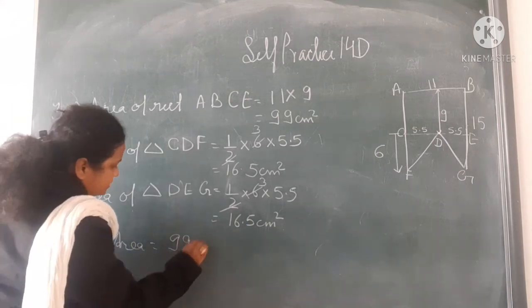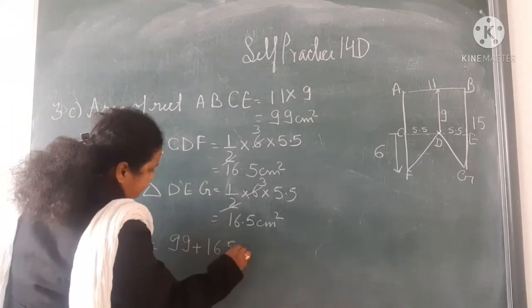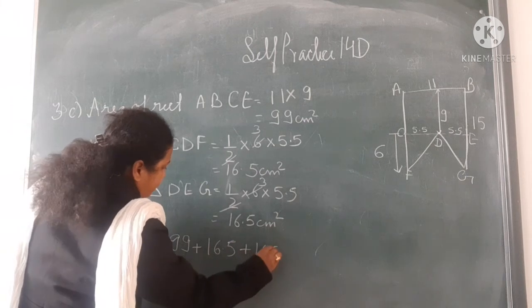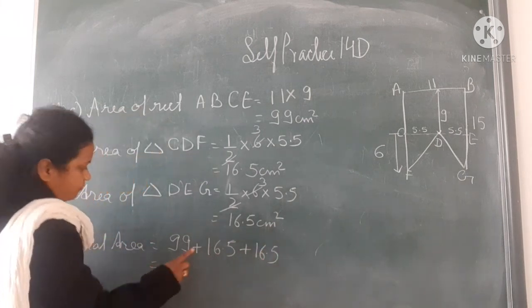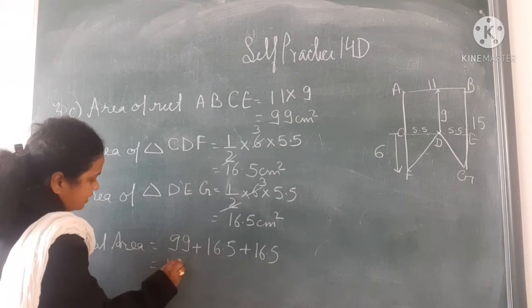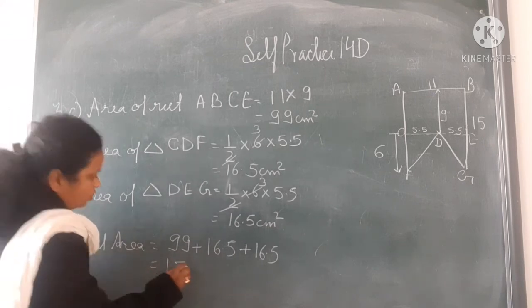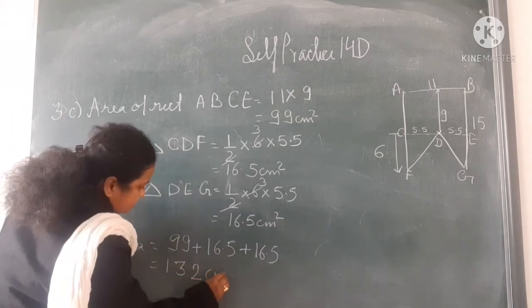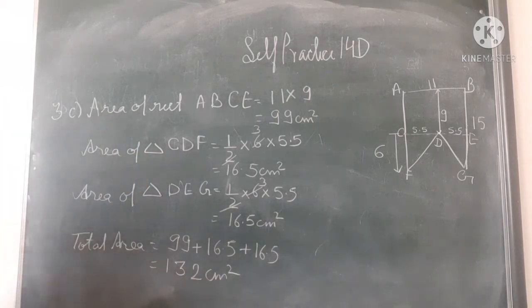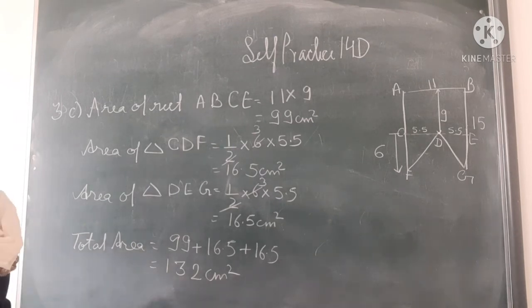99 plus 16.5 plus 16.5, that is equal to 132 centimeter square. What it will be total equal to? 132 centimeter square. So this is the area of the figure.